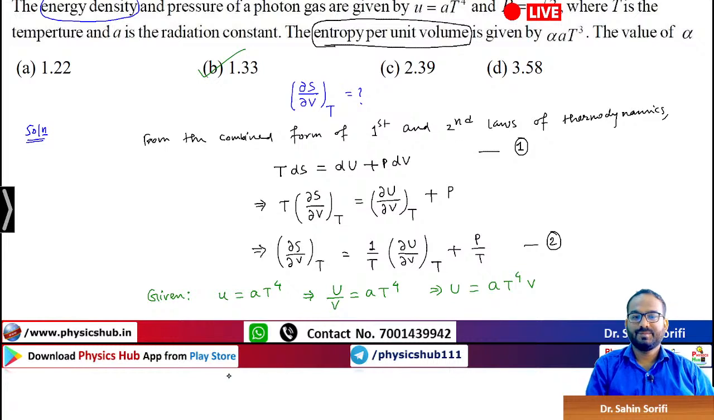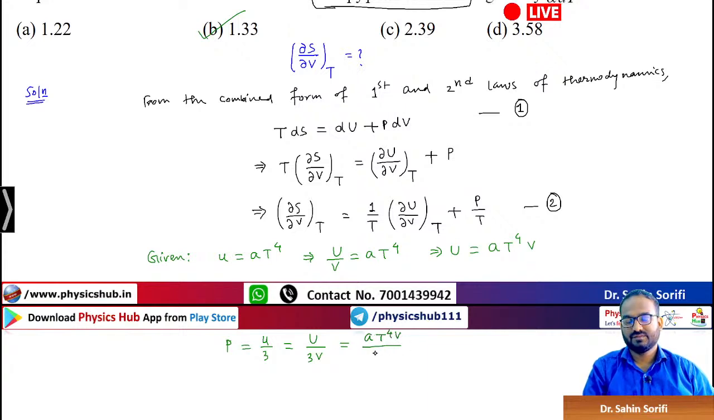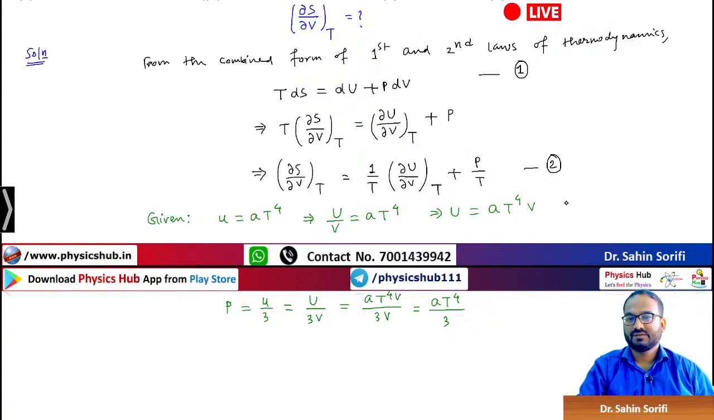Another thing given is pressure P is equal to U by 3. U is equal to capital U by V. So, U by 3V. Okay. So, U by 3V, U is equal to, we have got from here, A T to the power 4 times V divided by 3V. A T to the power 4 by 3. Okay. Let us say it is equation number 3.